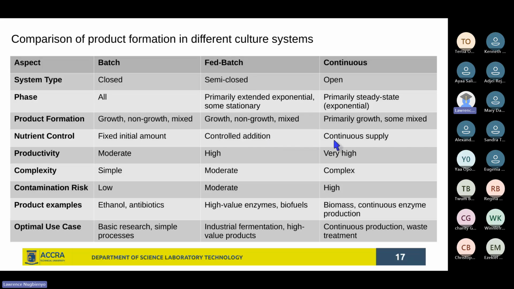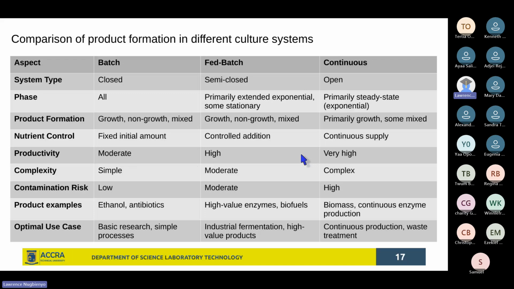Continuous, you are having continuous supply from the beginning all the way to the end, and so you have a continuous supply. How about productivity? You can see clearly, I mean, the last time we did see that actually each of these, like if you take a fed batch, the fed batch system is an improvement of the batch system, whilst the continuous system is a further improvement to increase yield.